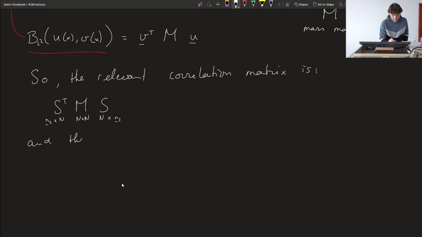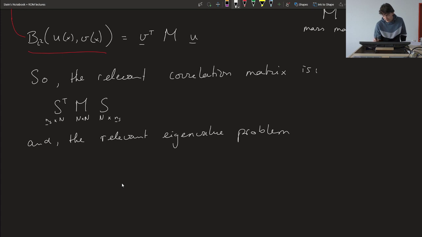So that all fits. And the relevant eigenvalue problem is S^T M S is equal to, well, maybe I should say the relevant spectral decomposition. I think that's probably a bit clearer.